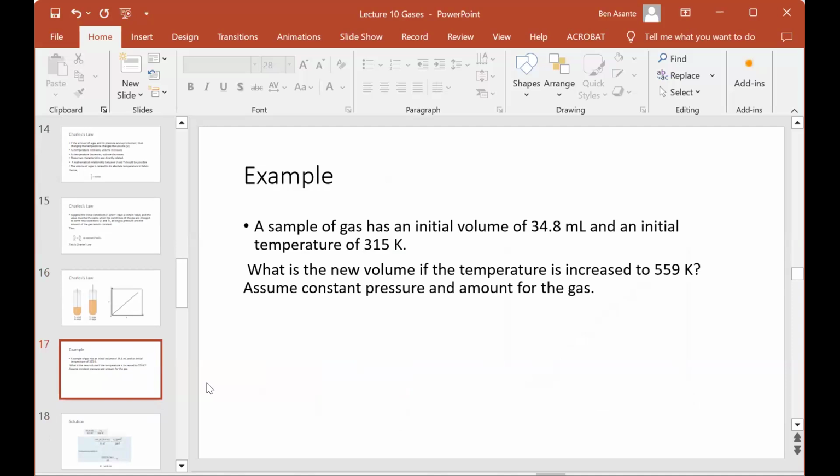A sample of gas has an initial volume of 34.8 milliliters and an initial temperature of 315 Kelvin. What is the new volume if the temperature is increased to 559 Kelvin? Assume constant pressure and amount of the gas. I leave this for you. Everybody get to work. I'm giving you some time to do some work.